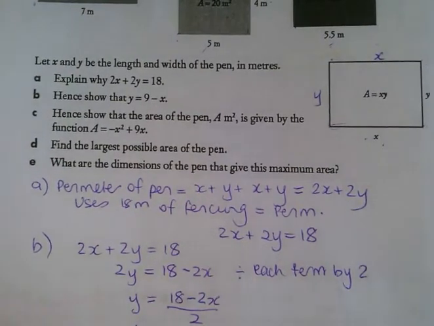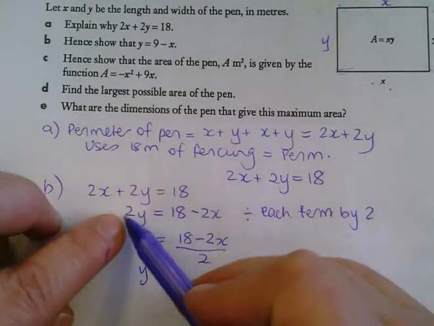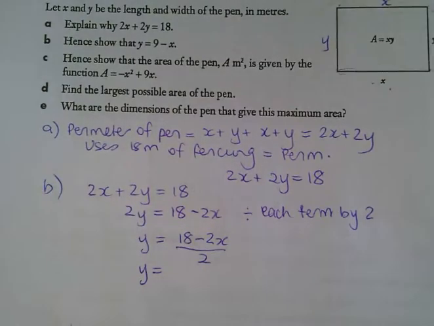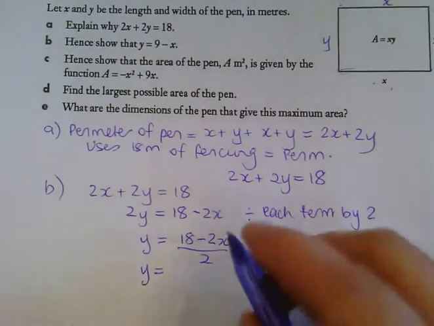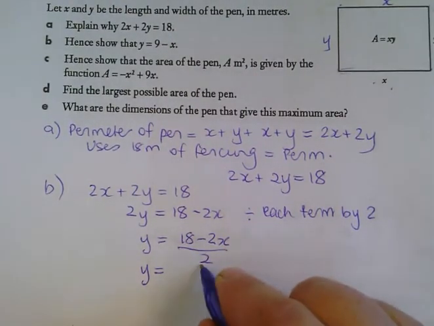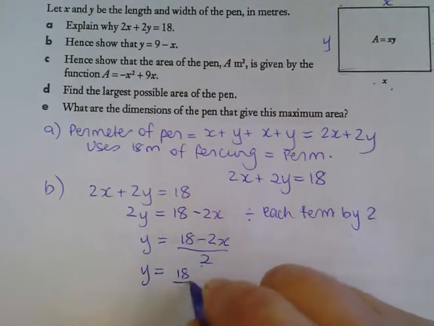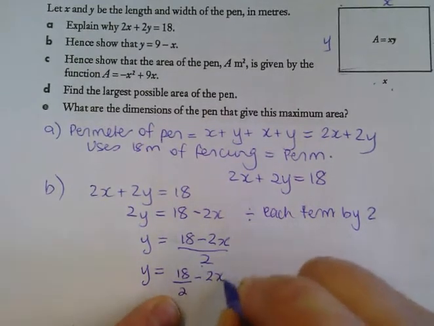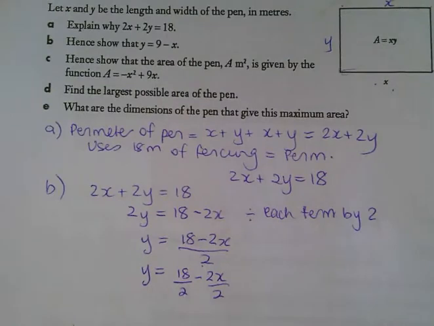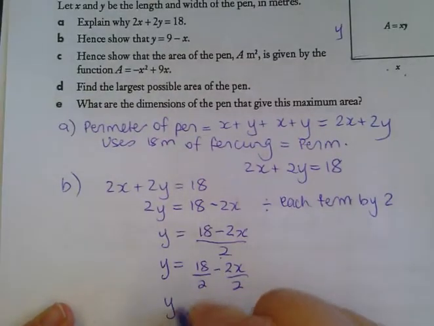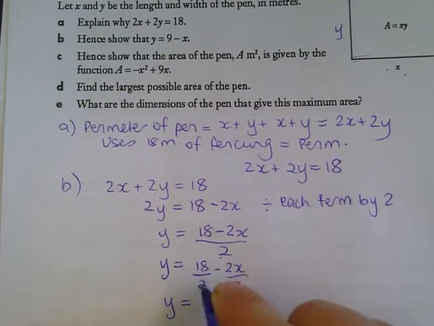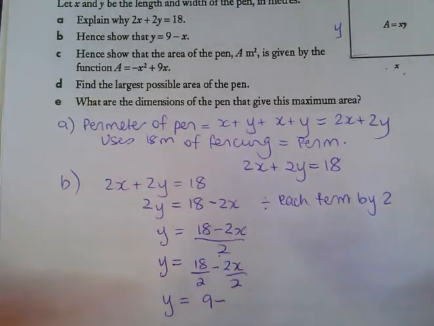Because this is 2 times y or y times 2, the opposite operation of timesing by 2 is dividing by 2, but you've got to be careful here. Each of these is over 2, so you've got to separate them. It's 18 over 2 minus 2x over 2. Do you get that? All right. So that is why it's 9 minus x. 18 over 2 is 9. Each of these is over 2, so you can separate your fraction.